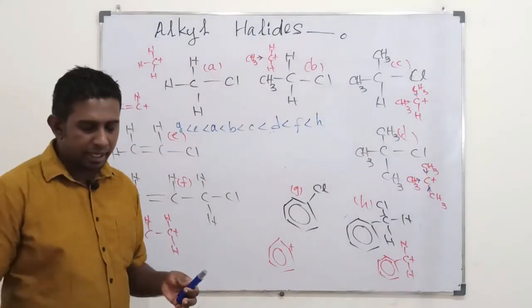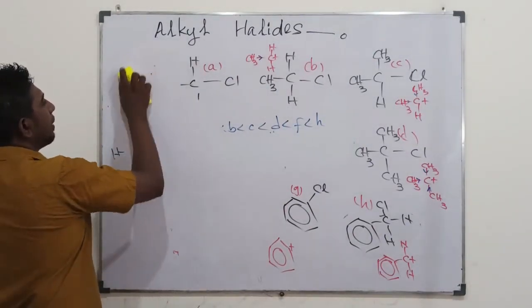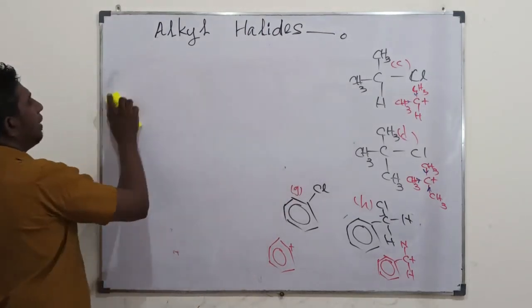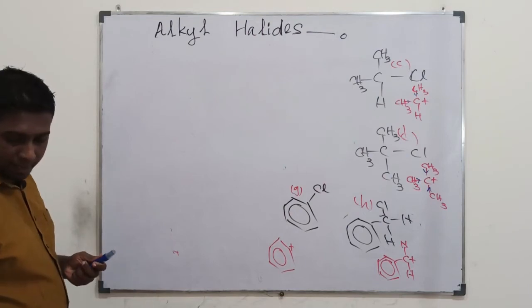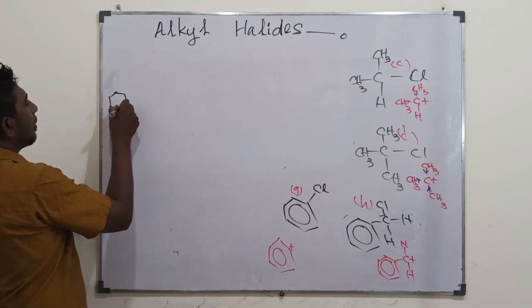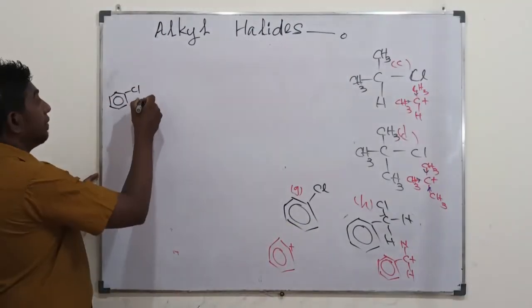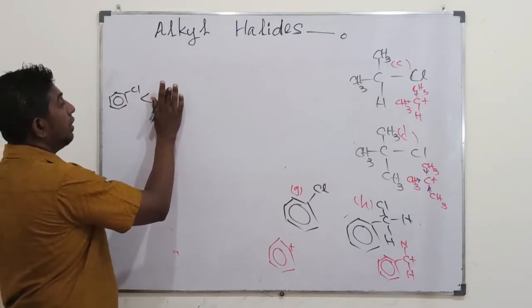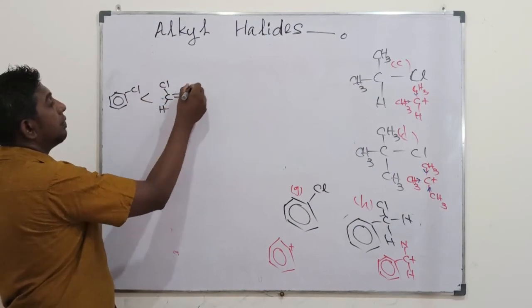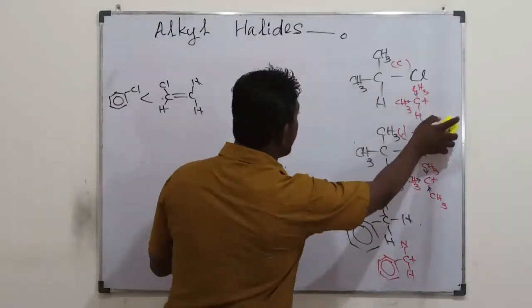Okay, let me erase those all and draw them again from the beginning. Then students, what could I place at the least? I could place chlorobenzene. Then the next one is vinyl chloride. They won't leave so easily. Vinyl chloride. So they are clear on that side as well.